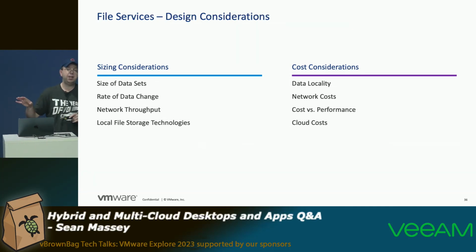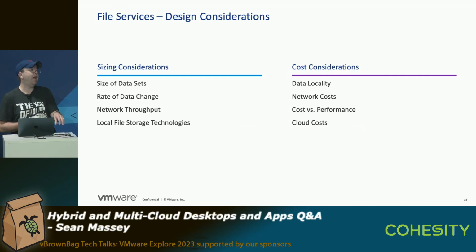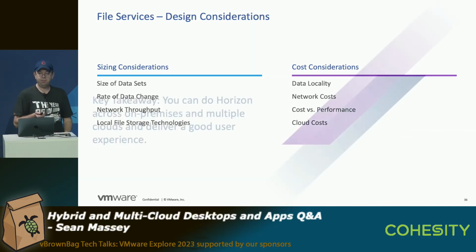Now, you also have to consider things like the size of your data set, the rate of data change, because that's going to determine how much data gets replicated back and forth. And again, that goes back to cost. But you also have to consider, where am I going to place that data? What impact is it going to have on my user performance, or my user experience and performance?